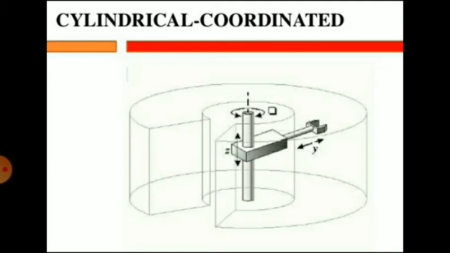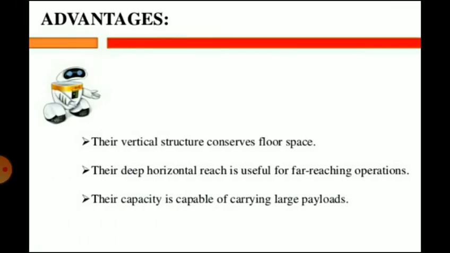So this is a work envelope of the cylindrical configuration. So how the robot arm and the wrist will move during the work, that is a work envelope that is given. Then advantages: the vertical structure conserves floor space. Their deep horizontal reach is useful for far-reaching operations. They are capable of carrying large payloads.